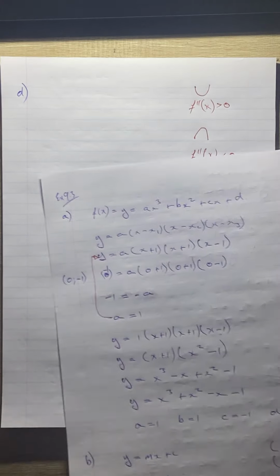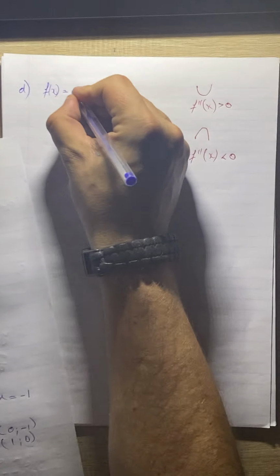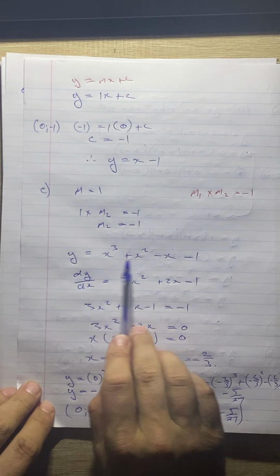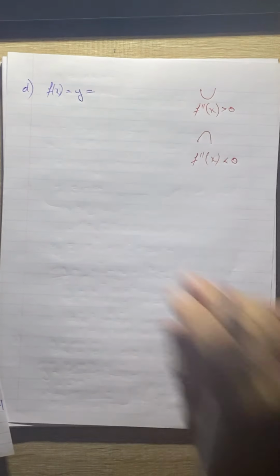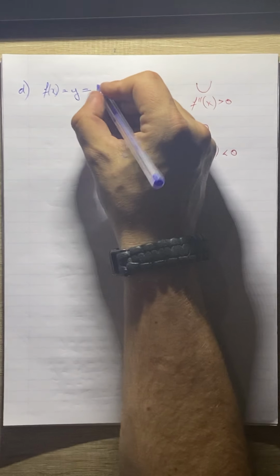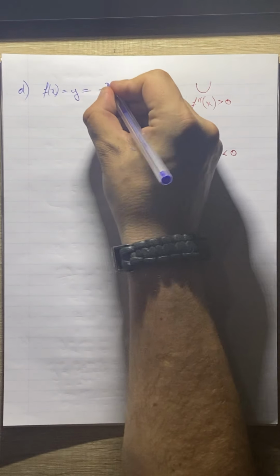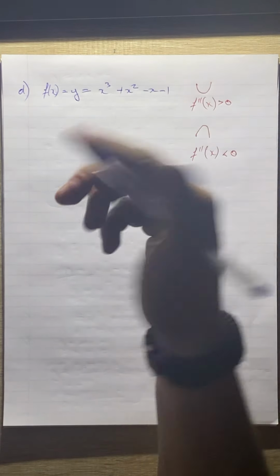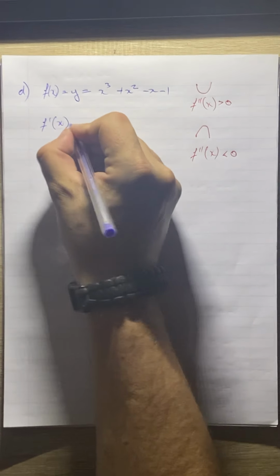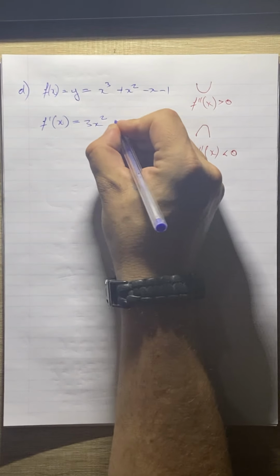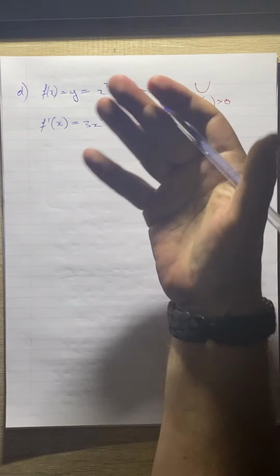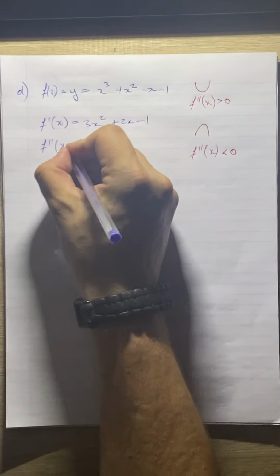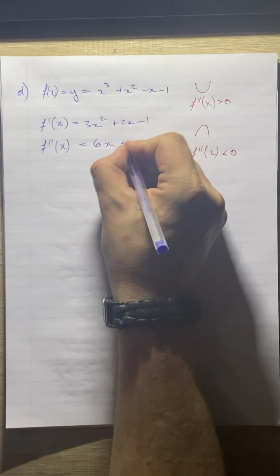Now an easy way of doing this, guys, is we can just say f of x equals y, and I'm going to use the function that we had, which was x cubed plus x squared minus x minus 1. So I'm going to find the first derivative. So f dashed of x is equal to 3x squared plus 2x minus 1. Find the second derivative, which is 6x plus 2.